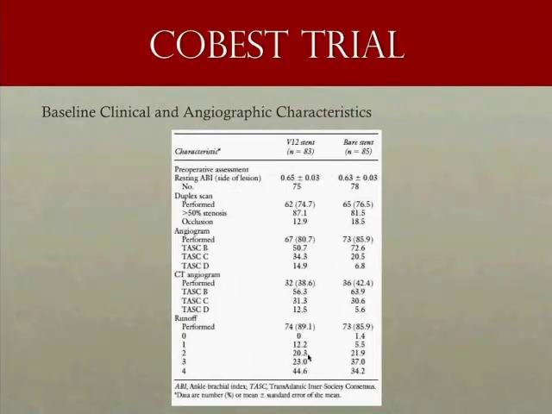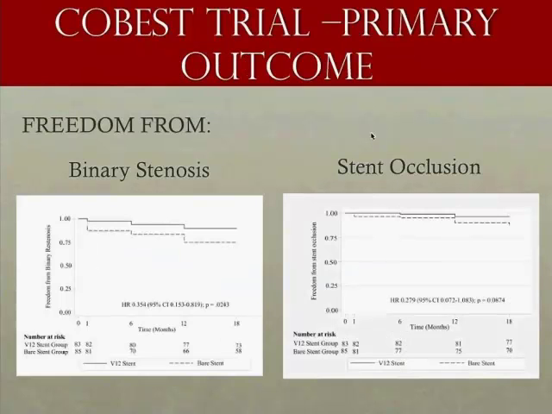The baseline clinical and angiographic characteristics, again, this is a fairly busy table, so I'll direct your attention to what I find to be the most interesting aspect: almost 50% of the patients who had received the covered stent had either TASC C or TASC D level disease. So even though the patients were randomized, the patients who received the covered stent seemed to have overall more severe disease than the patients who had been randomized to the bare metal stent. So keep that in mind as we go forward.